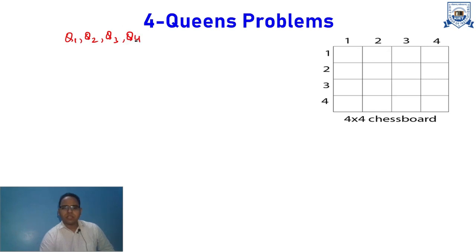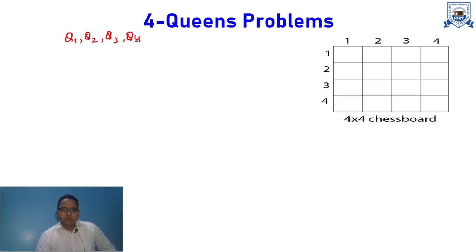We are placing queen 1 in row 1, queen 2 in row 2, queen 3 in row 3, and queen 4 in row 4. So we are placing the queens row-wise, so that they are not in the same row, column, or diagonal with each other. This is our task. Let's see how many solutions exist for this problem. Then we'll have the next questions on the 8 queen problem.